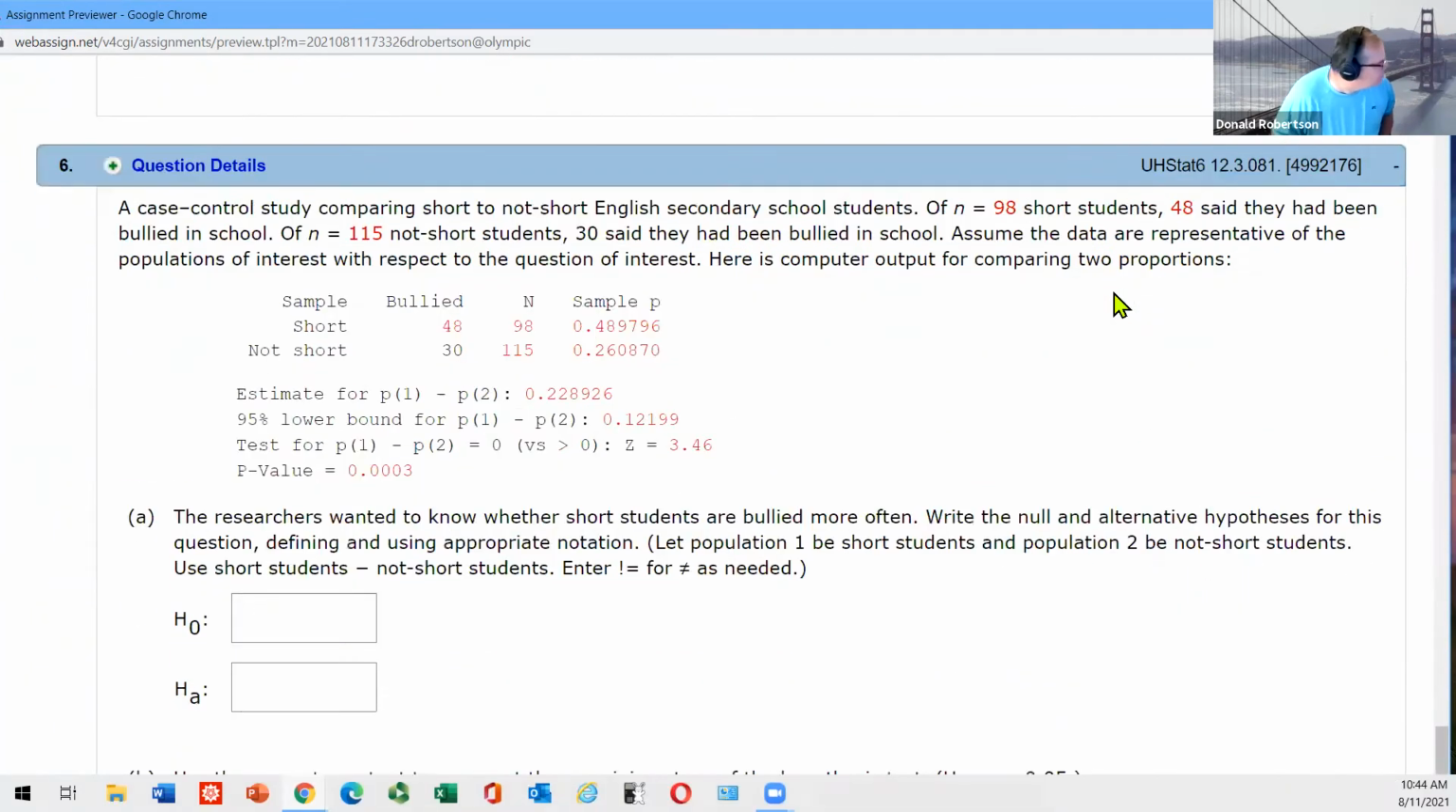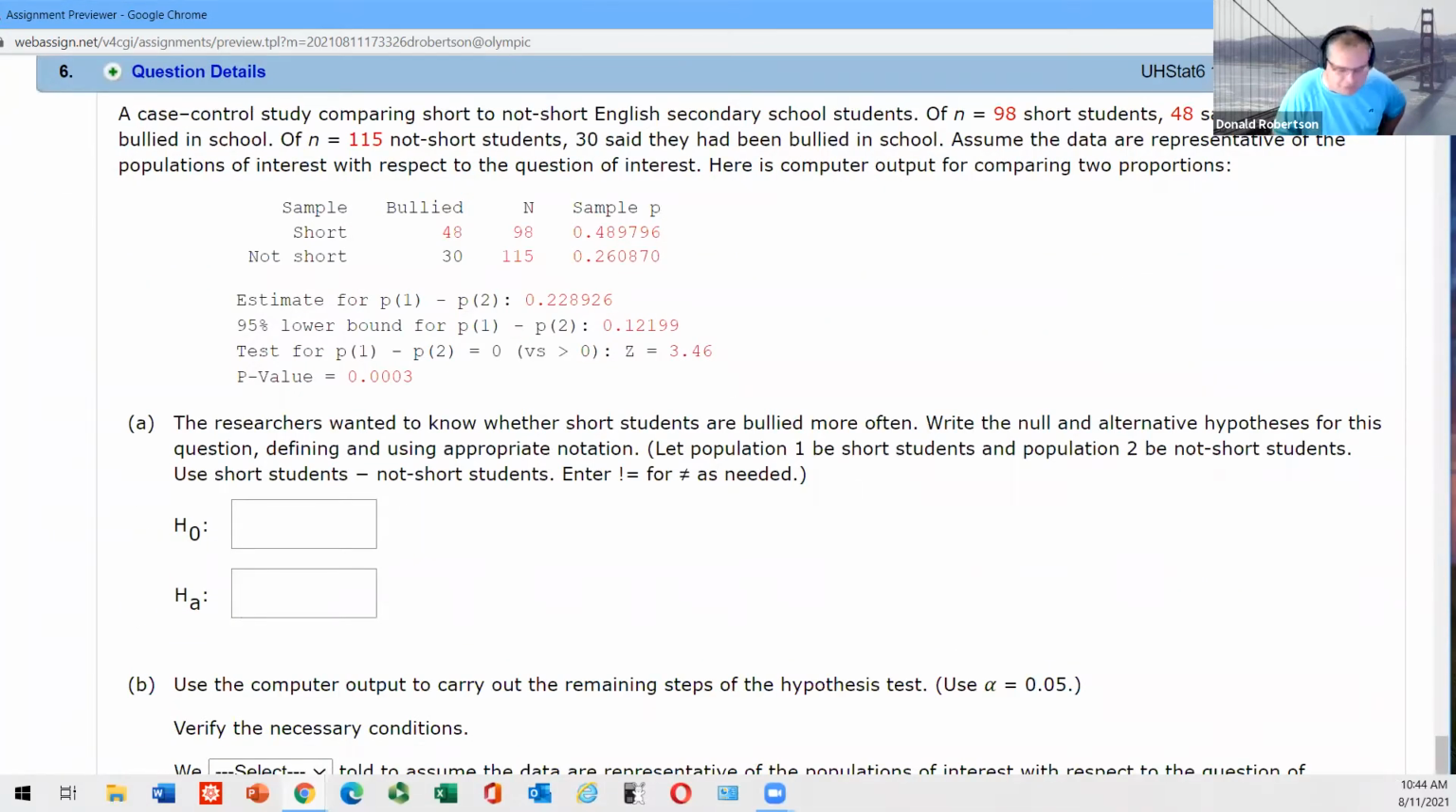Interesting thought. Don't know where that came from, but never mind, it's here. Let's look at our next question then. A case control study compared short to not short English secondary school students. Oh, you mean the height of them? I was trying to get the sense of that.